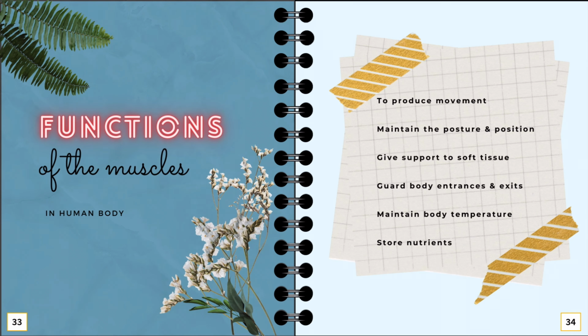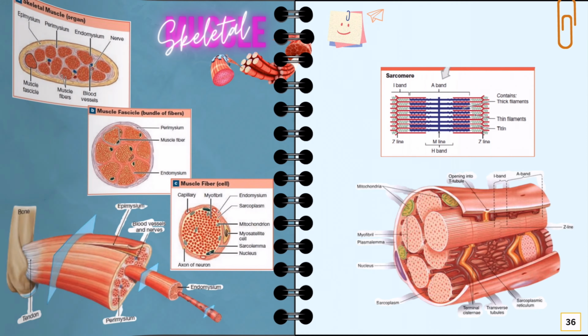So let's take a look at the functions of our muscles. So we basically know that the function of our muscle is producing movement, maintaining the posture and position, giving support to our soft tissue, guarding body entrances and exits, maintaining our body temperature, and lastly storing nutrients.